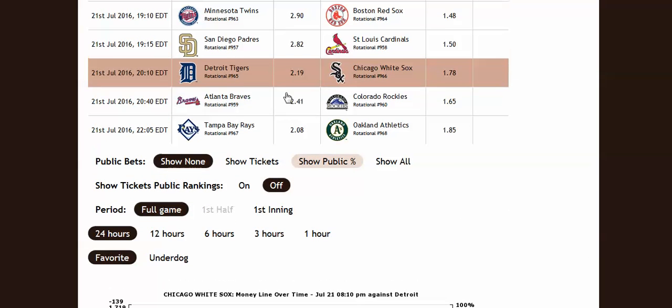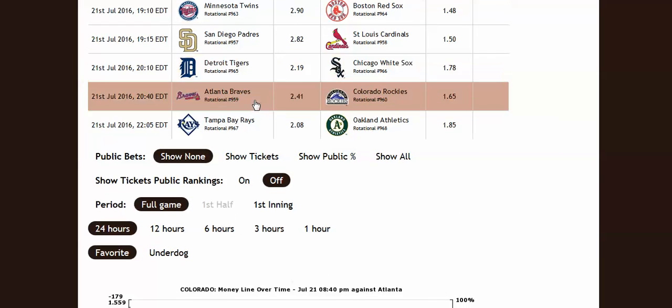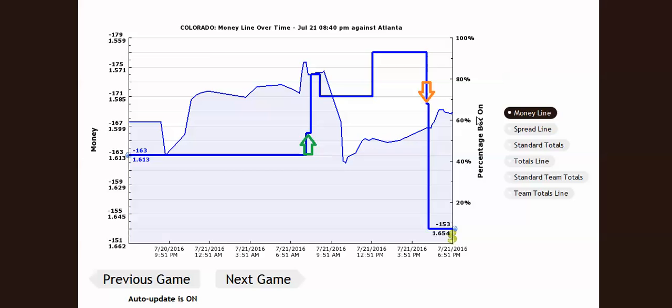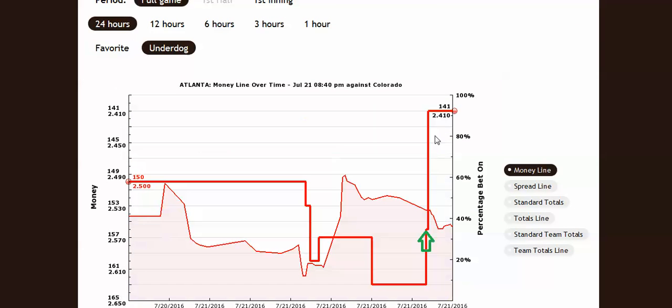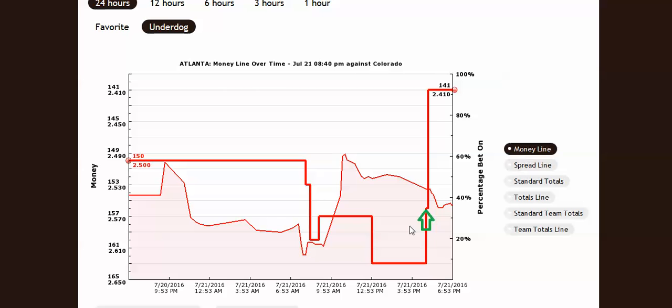And now we're getting into the later games. These are 6 o'clock, 7 o'clock games almost. Okay, so this is what I'm talking about. You see how this is a huge dip down, and they're giving you a smart money symbol against Colorado. So the Rockies are playing the Braves. About 65% are on the Rockies, while about 35% is on Atlanta. But look what happened here late. This is pretty late, almost to the start of the game, even though we have an hour or so to go, a couple hours even.